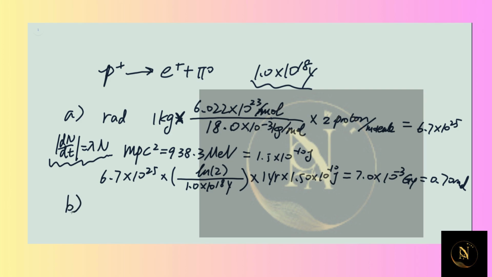And then in part B, we want to find the equivalent dose. But we have an RBE of 1, so the equivalent dose really is still 0.7. The equivalent dose is going to be 0.70 rem.